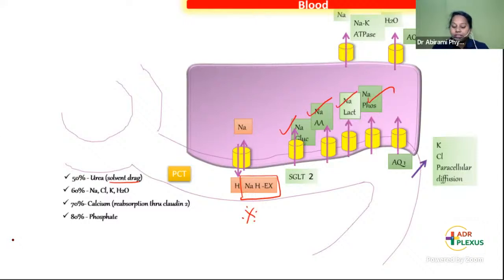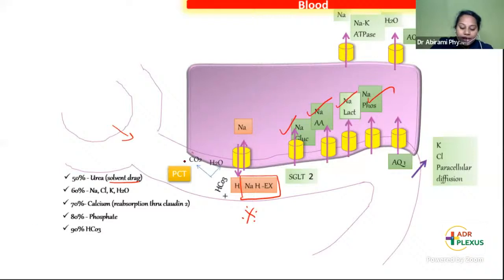80% of phosphate is reabsorbed. 90% of bicarbonate is reabsorbed. Now, this is important because there are no direct channels for bicarbonate reabsorption. But still, bicarbonate is reabsorbed. How? Look at this. When bicarbonate is filtered from the glomerulus, it enters into the PCT. It combines with the H plus, which is already there. And from where did you get this H plus? Through sodium hydrogen exchanger. So bicarbonate combines with H plus to form CO2 and water.